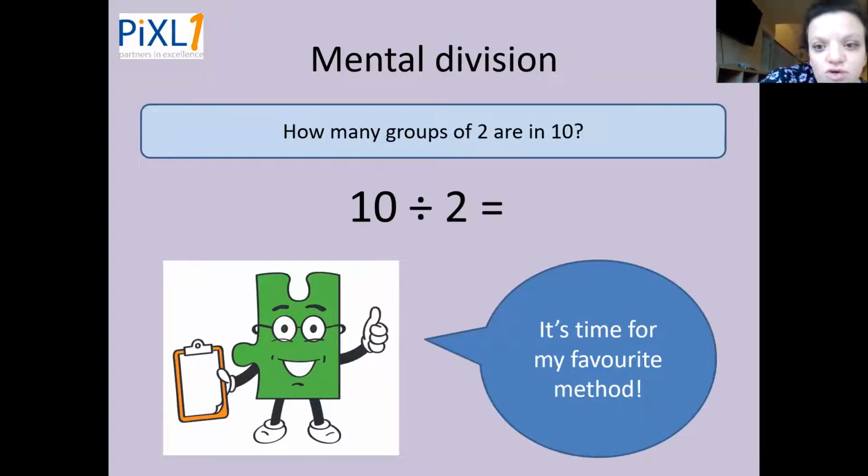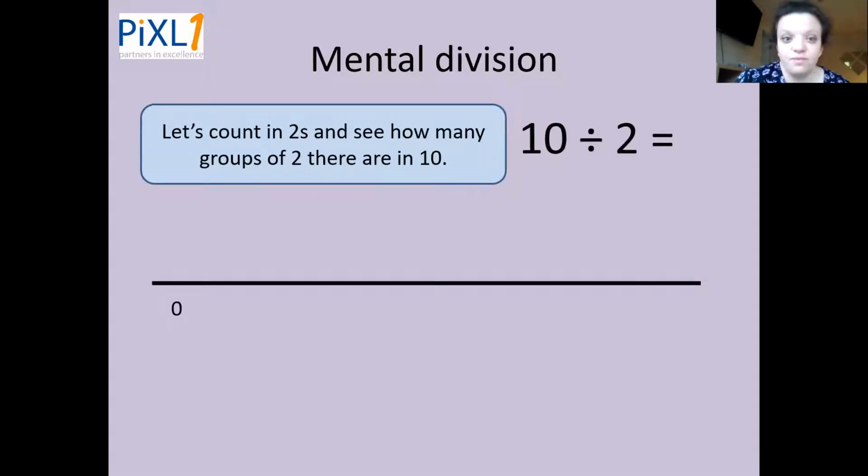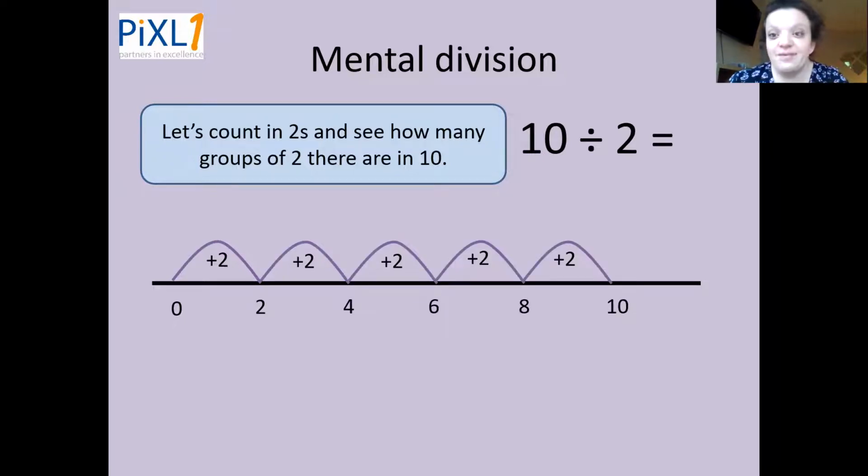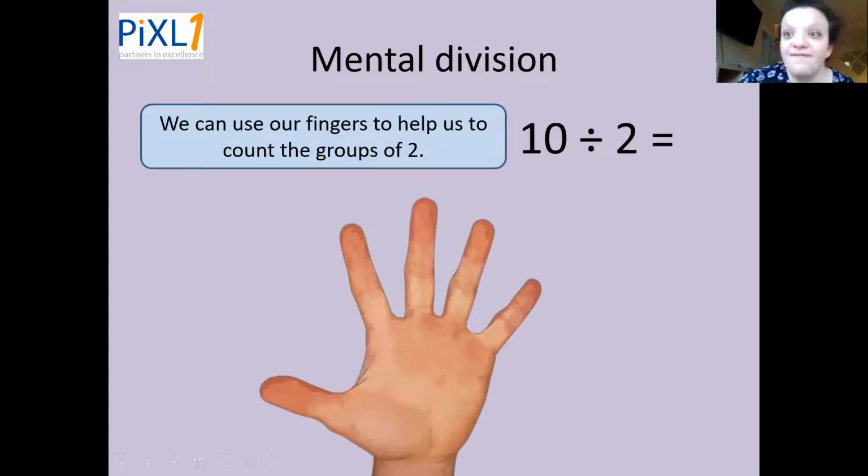So, how many groups of 2 are in 10? Time for mental division. We count in 2s to see how many 2s make 10, and that will give us our answer, because basically this division sign is saying share into 2 groups, or how many 2s make 10. How many groups of 2 make 10? So let's count in 2s. We start with 0, 2, so that's 1, 4, that's 2, 6 is 3, 8 is 4, 10 is 5. So we've got 5 groups of 2 make 10. So 10 divided by 2 can be 5. So this is another way that you can work it out. 10 divided by 2 equals 5. We can use our fingers to help us.